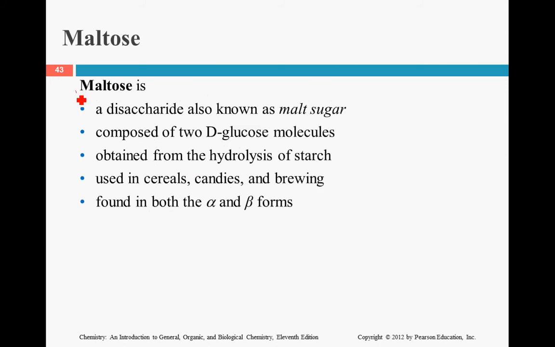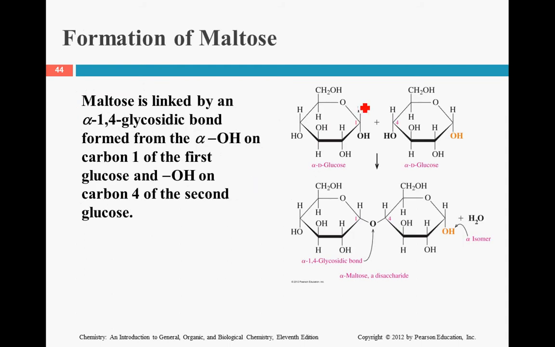Maltose got its name because it's malt sugar. It's the sugar that's derived and used in cereals, candies, and for brewing. These contain two D-glucose molecules, which means that the fifth carbon has the OH on the right-hand side. It forms both alpha and beta. So what they're referring to is the very first carbon, whether it's alpha or beta.